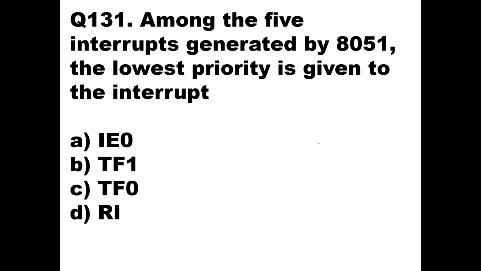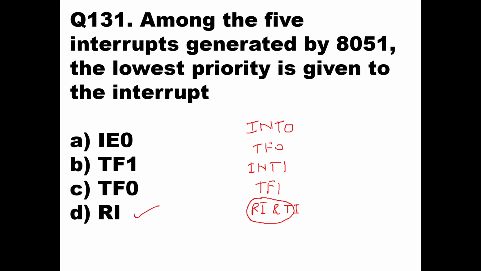Question number 131. Among the 5 interrupts generated by 8051, the lowest priority is given to which interrupt? So we know that the highest priority is given to INT0, then you have TF0, then INT1, then TF1, and then you have RI for the receiving interrupt flag, and you have TI for serial communication. So the lowest will be going for RI and TI. Here the answer will be the fourth one, that is RI.